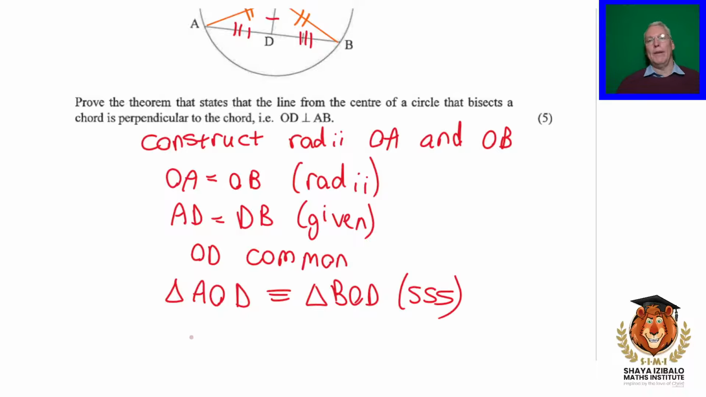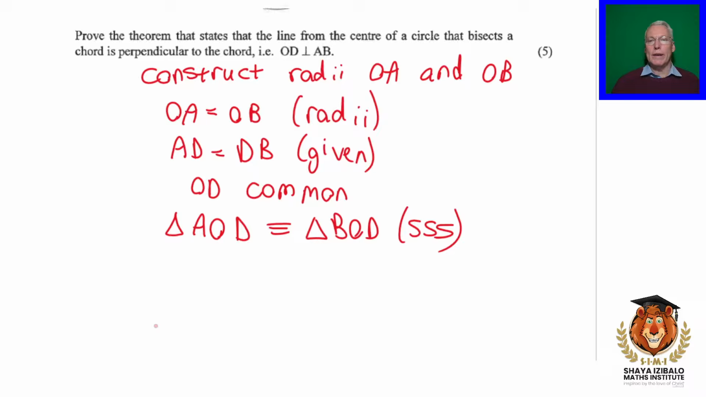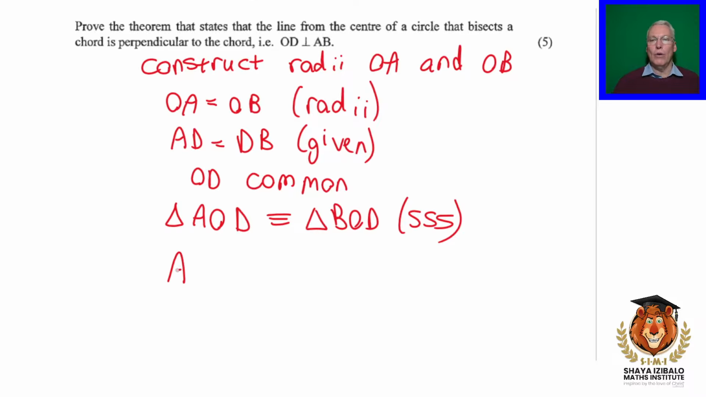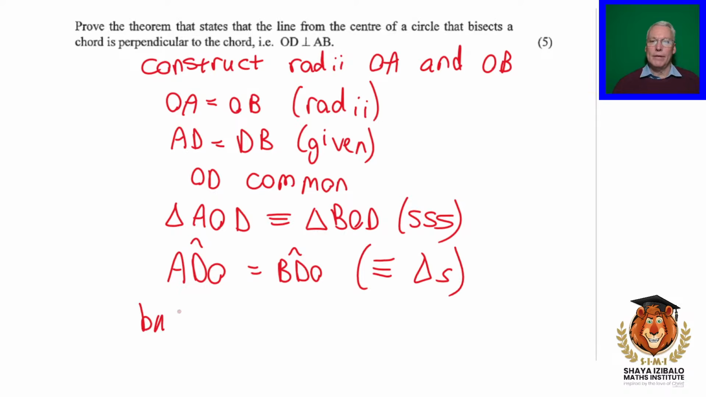And so therefore we know that angle ADO must be equal to angle BDO. And that's from the congruent triangles. But ADO plus BDO is 180 degrees. Angles on a straight line.